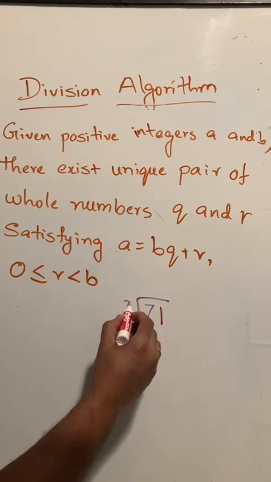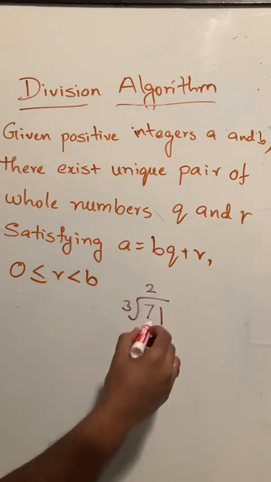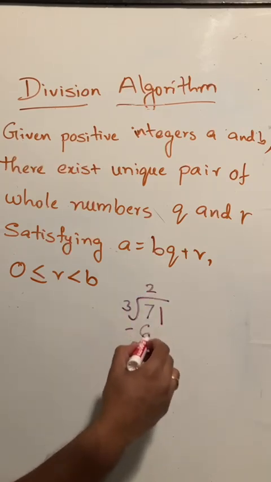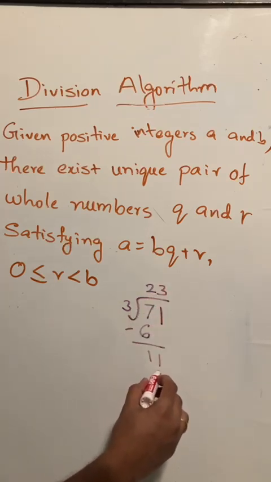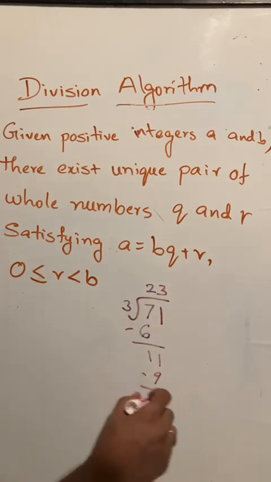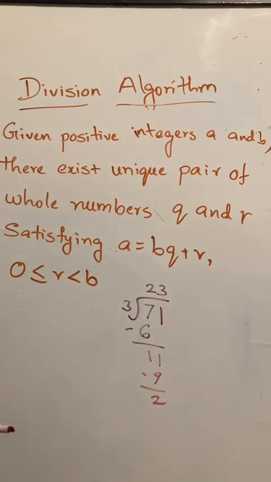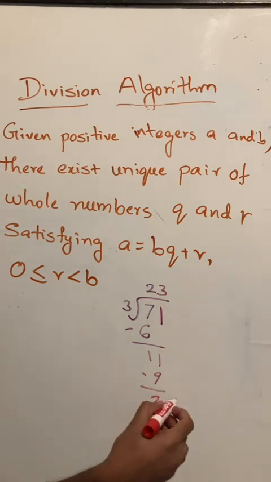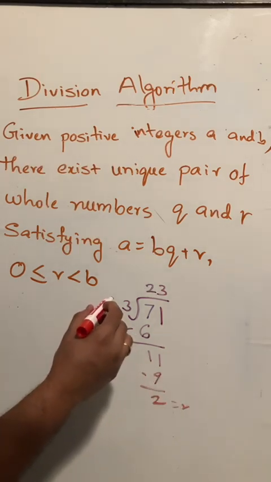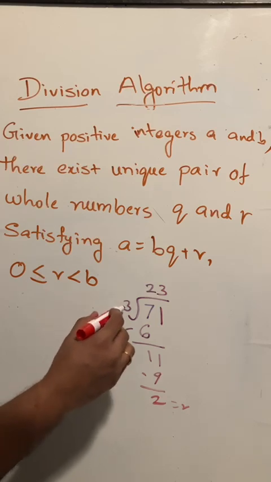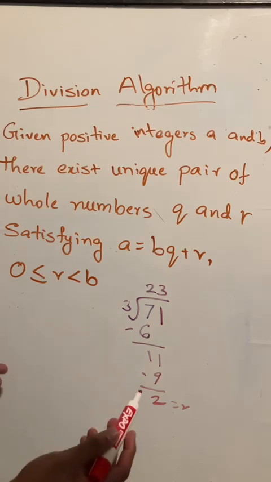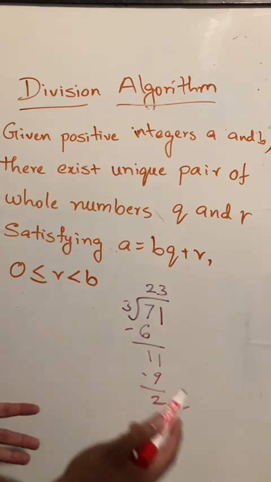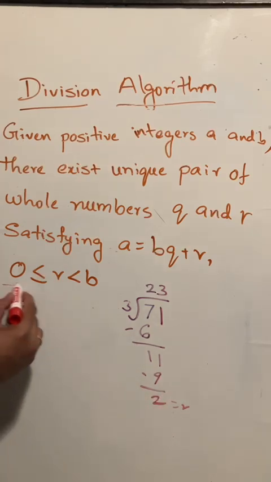So we divide 11 by 3: 3 times 3 is 9, remainder 2. So we always get a solution where this is the remainder r and this is the divisor, which is 3. So r is always less than 3 and r is always greater than or equal to 0. That's the thing here.